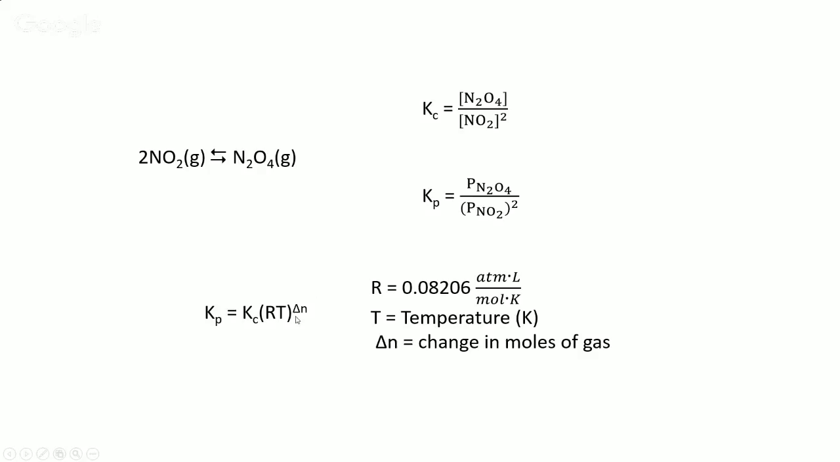And delta N, again, the delta means final minus initial, your change. N means moles, but specifically in this case, it means moles of gas. So the difference in moles, final minus initial, product minus reactant. How do the moles of gas change during the reaction?